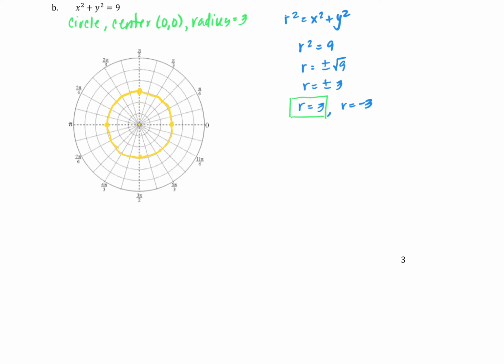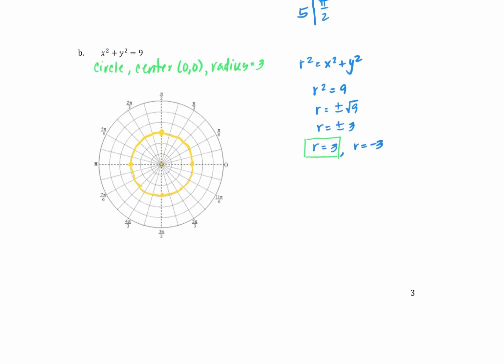So look how nice that equation is in polar, whereas in rectangular it's x squared plus y squared equal to 9. So you've got two variables. In polar, I just have r is equal to 3. I just have that one variable, and there's no square. It's very nice. So what this means is no matter what theta you choose, r is always equal to 3. So if I were to make a table of values and say I had theta is equal to 0, pi over 2, pi, 3 pi over 2.